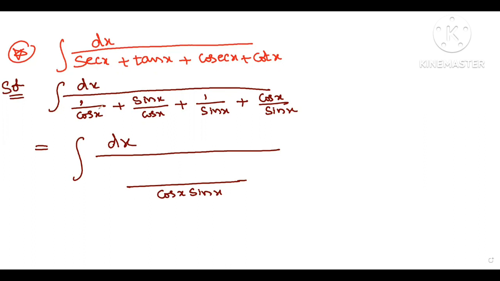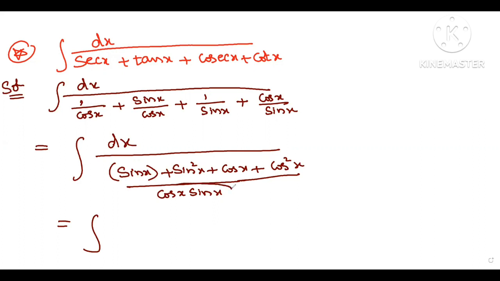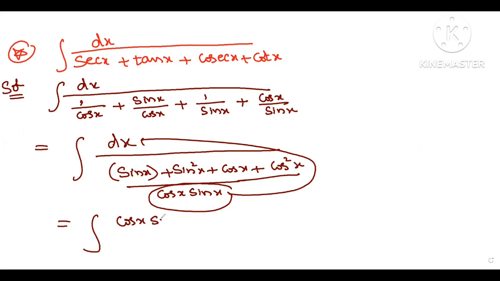After taking the LCM, what do we get here? Here sin x into sin x, this is sin square x. And this is cos x, here cos square x. After that, the integral, this denominator multiplied with dx. What do we get here? Cos x sin x dx by, because we have sin square x plus cos square x is 1, 1 plus cos x plus sin x.